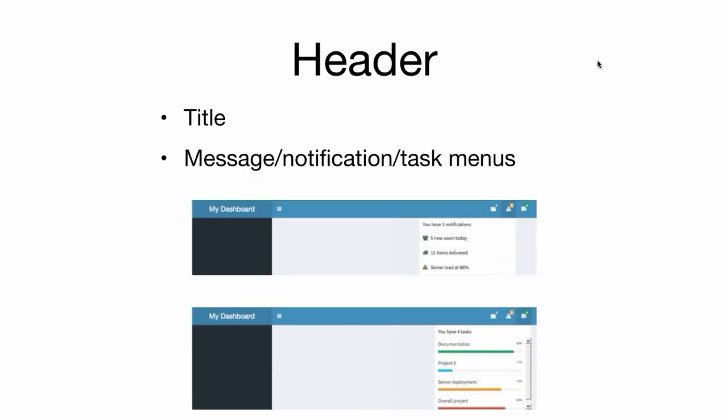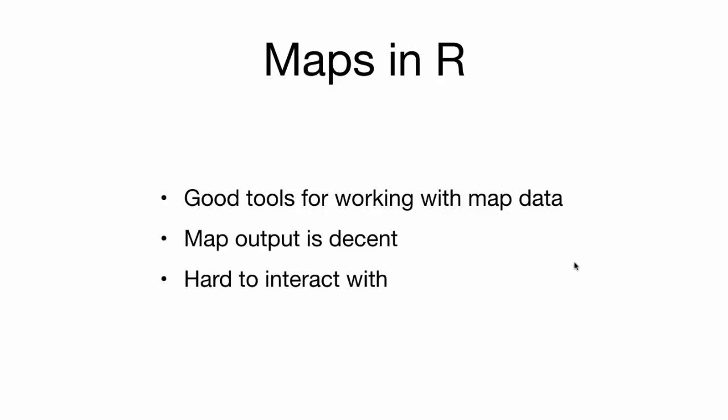Okay, and so now the final part of creating a dashboard is the header. The header can include a title and message or notification or task menus. So on the right, this shows what happens when you click on them, there's a drop-down menu, and you can display information here for users to see. Now, in the interest of time, I'm not going to go in depth with this because this is a less commonly used feature, but it's good to know that it's there. Okay, so that's the layout part of a dashboard, and we'll see how to use it in a bit.